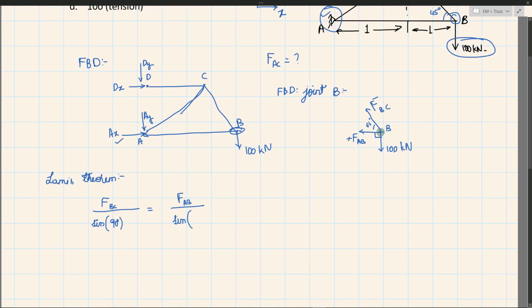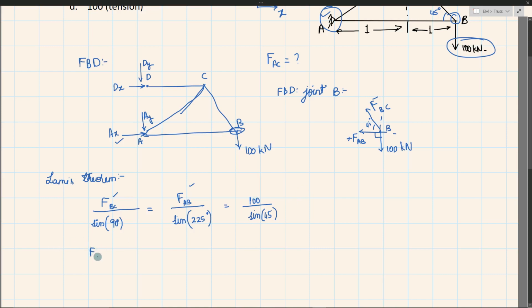The other two angle is, we have, from here to here it is 180 degree, 180 degree plus 45 degree. So that is sine of 225 degree. So that would be equal to the other force 100 kilonewton, that is 100 divided by the angle between the other two forces, sine 45. Okay, so now the unknown forces are these two. I'll just equate this individually and find out the answer.